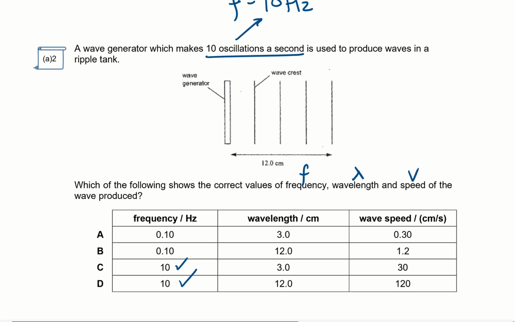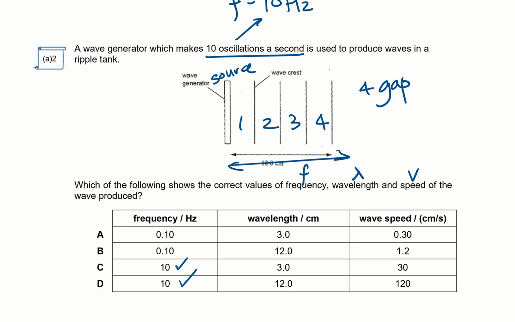Now wavelength. This is the source, and this 12 cm spans from here to here. Let's count the number of gaps. 1 gap, 2, 3, 4. So I have 4 gaps, and they have this length of 12 cm. Each gap is actually a wavelength. So 4 wavelengths equal 12 cm. One wavelength will be 3 cm.